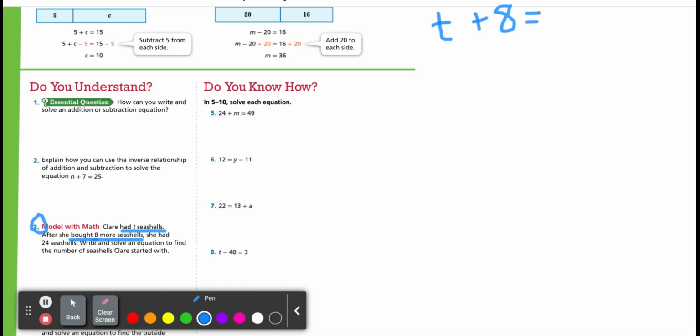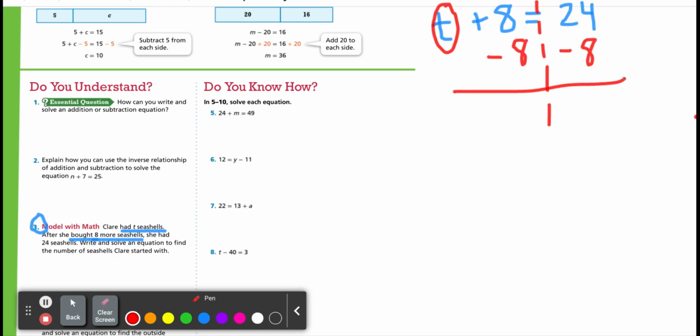So after she bought 8 more shells, she had 24 seashells. So T plus 8 is going to equal 24. I want you to write this equation in your notebook and solve for T. What does T equal? So I'm going to draw a dotted line down my equation. I'm going to circle my variable because I want to get my variable alone. I look to see what is attached to that T, plus 8. So let's do the opposite of plus 8, which is minus 8. Whatever I do to one side, I have to do to the other side.